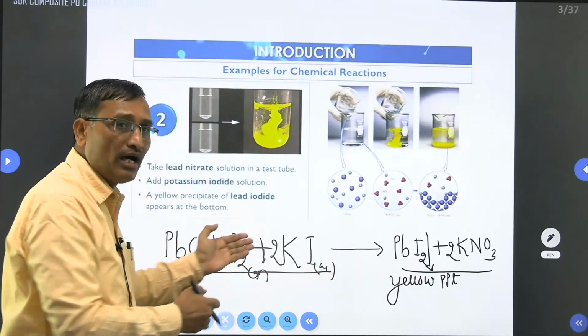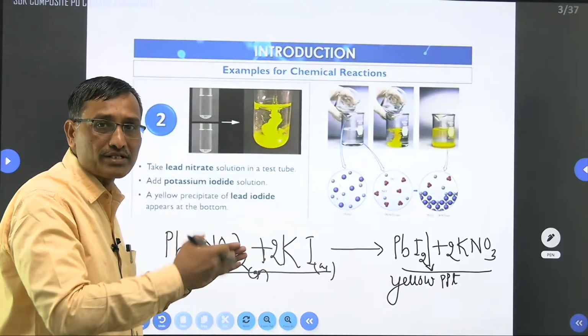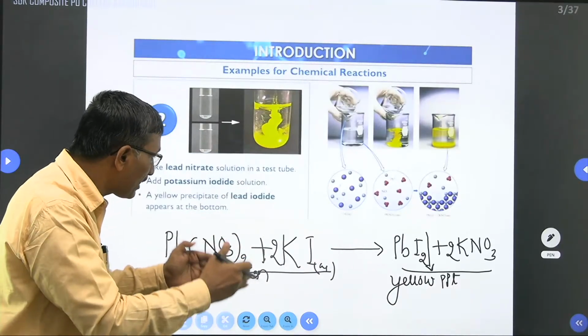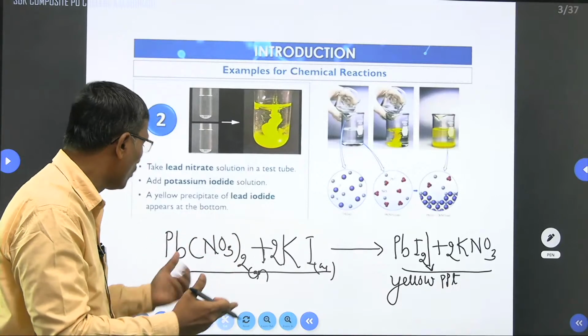Actually, what happens, see here. Again, there is a rearrangement. Whether the different atoms of the elements are there? No.